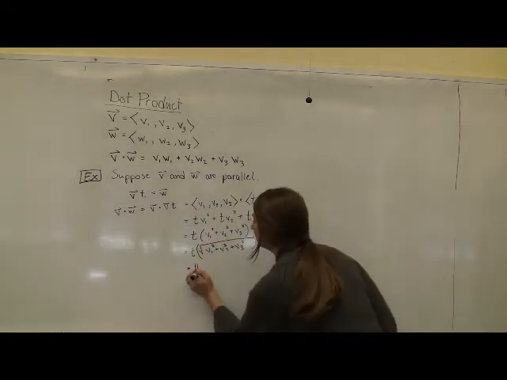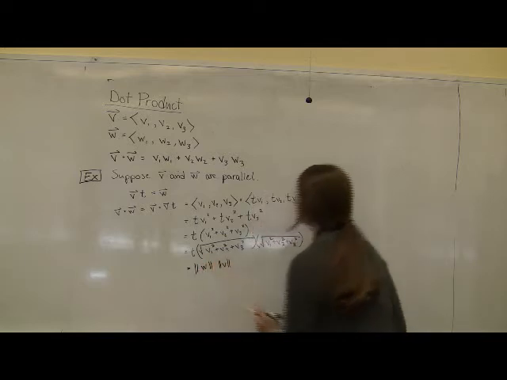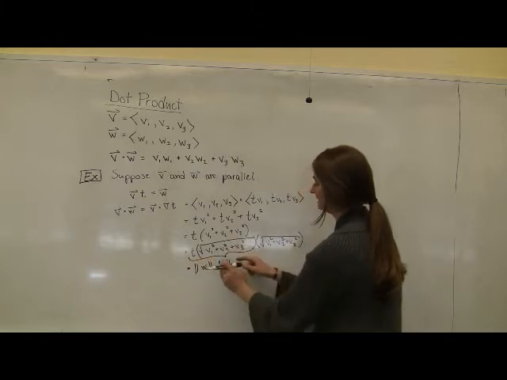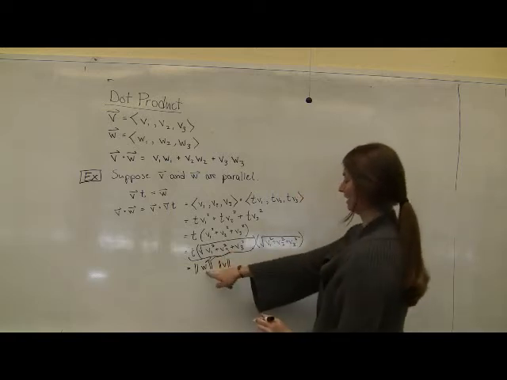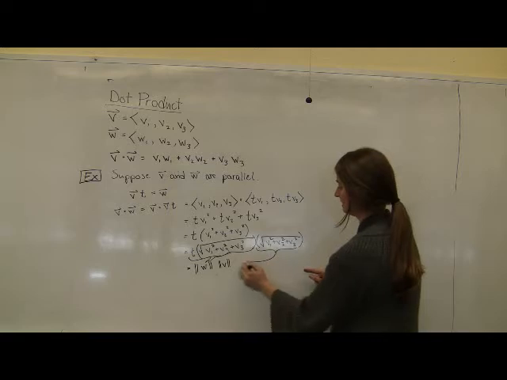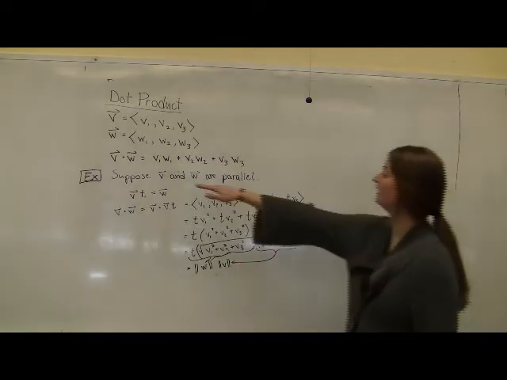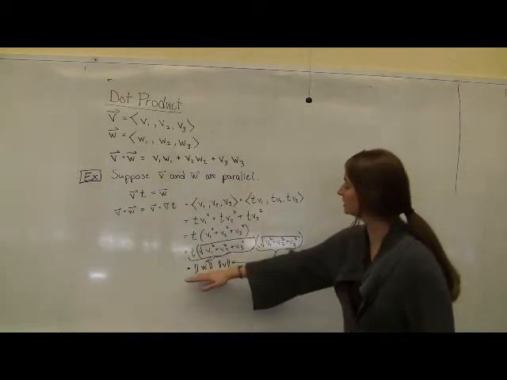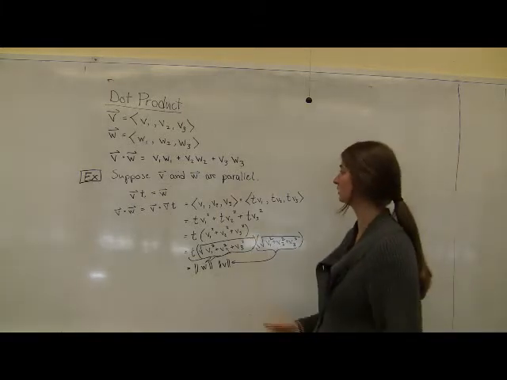So notice that there's a geometric implication here. By writing it this way, we see that this term is actually the magnitude of w, and that this is the magnitude of v. So we just found out that if v and w are parallel, then the dot product is actually just the magnitude of w times the magnitude of v. Notice that this is a special case where these two are parallel.